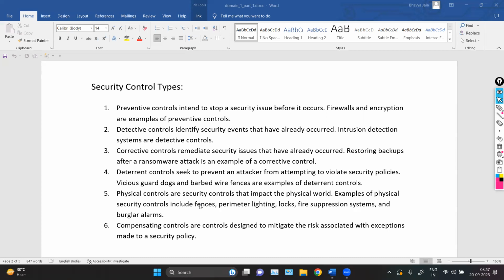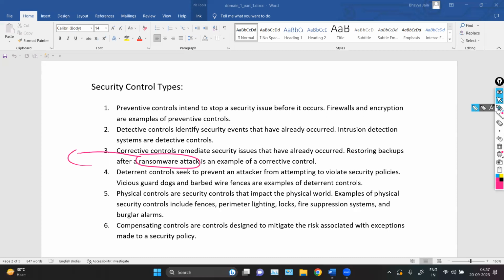You are now taking actions to minimize the damage or restore your own account. That is corrective controls, which is taking actions to correct that security issue. For example, restoring the backup after a ransomware attack is an example of a corrective control. So what is this ransomware attack? Ransomware is a kind of attack. Let's discuss this one.